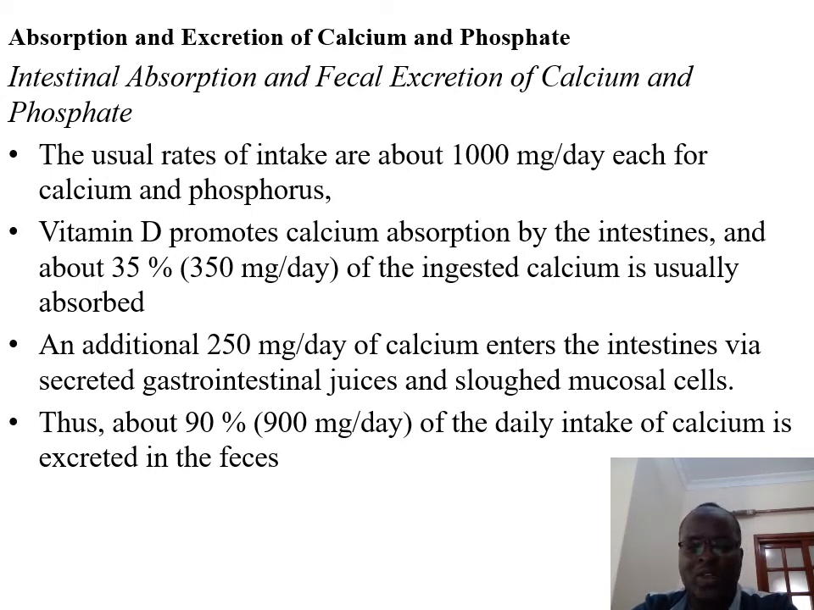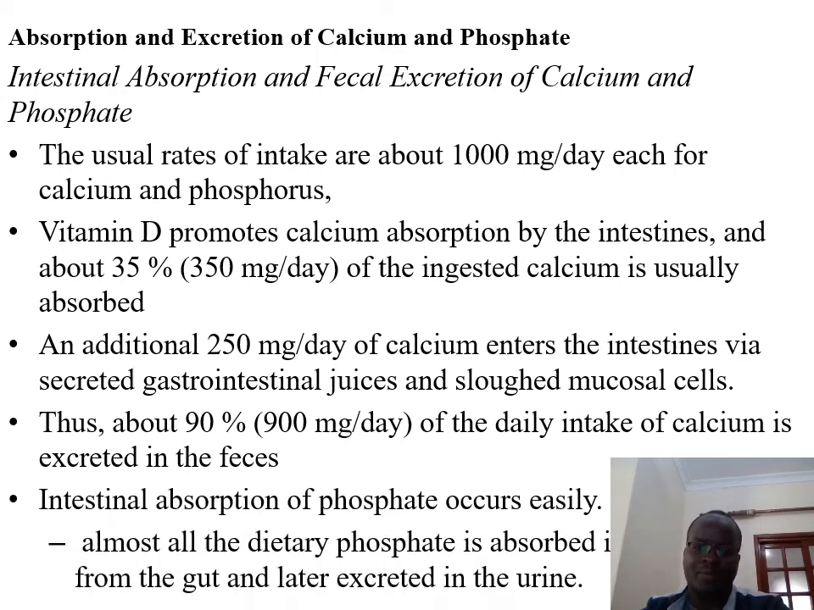About 90%, or 900 milligrams, of the daily intake of calcium is excreted in the feces. So about 900 milligrams per day is being excreted. What you are absorbing overall is about 100 milligrams. You absorbed 350, you secreted 250, so the net absorption of calcium is 100 milligrams. So out of the 1000 milligrams, you are excreting 900 milligrams. The only amount of calcium that you are absorbing is 100 milligrams.